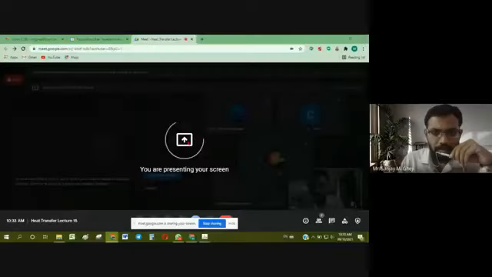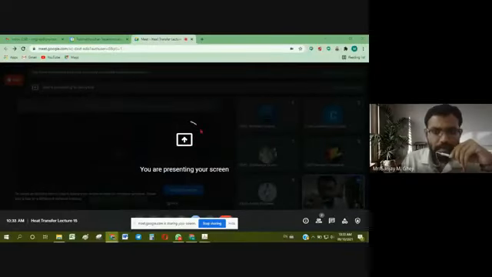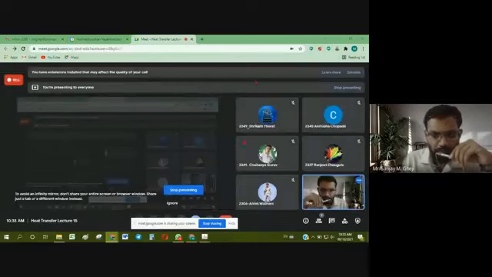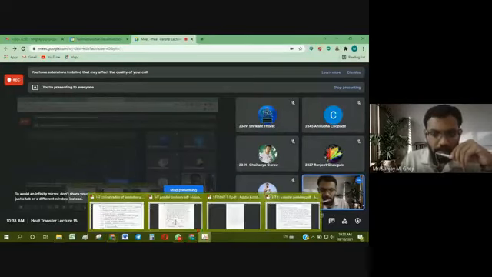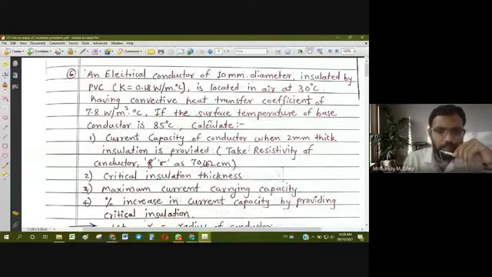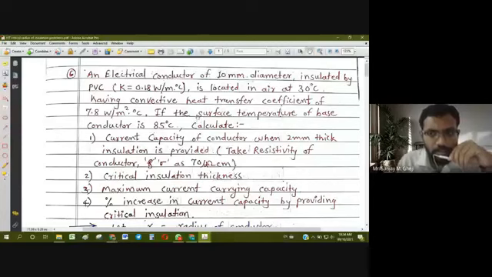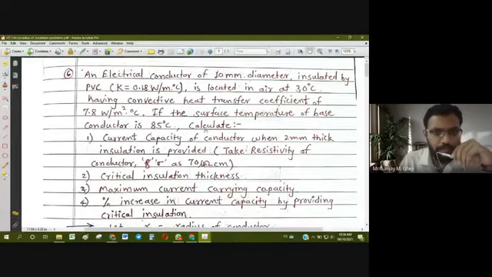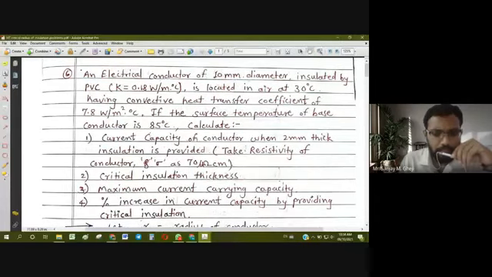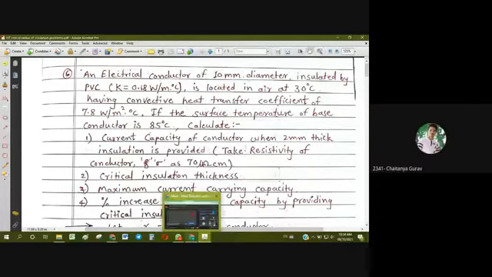Now I'm sharing the screen, so that should be visible to you. It will start in short time. Okay. So we covered the problem on critical radius of insulation. The screen, is it visible to you? Any one of you give me confirmation. Say yes or no. Yes, sir.